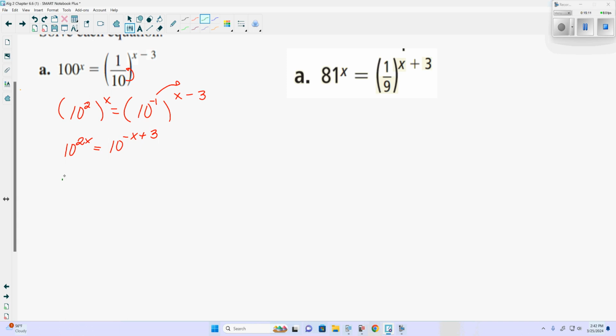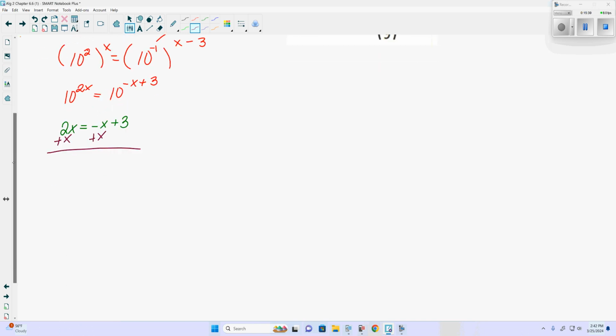Now, since the bases are the same, we can set the exponents equal to each other. Questions on any of this so far? What would we do next? Add x. I would agree. Because we do have variables on both sides of the equation, so we need to get them together, and the numbers are constant terms by themselves.